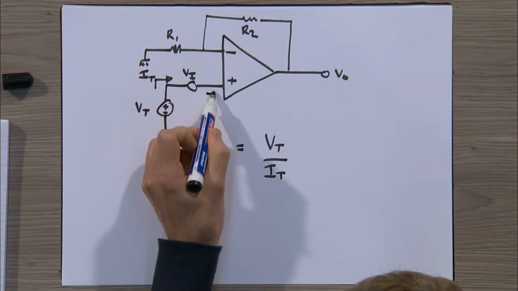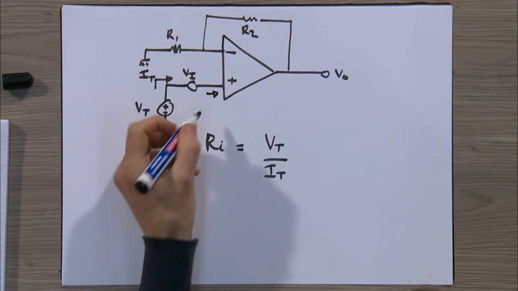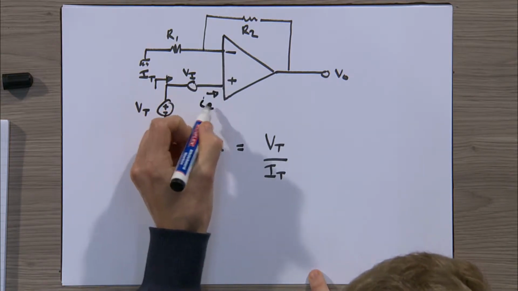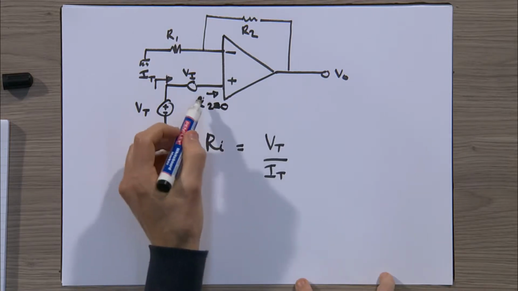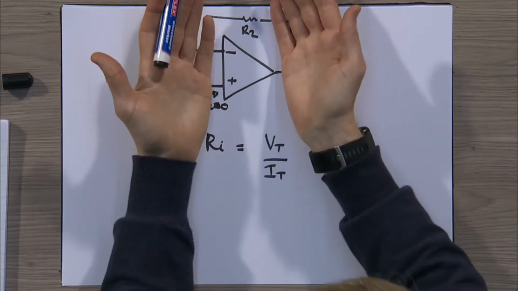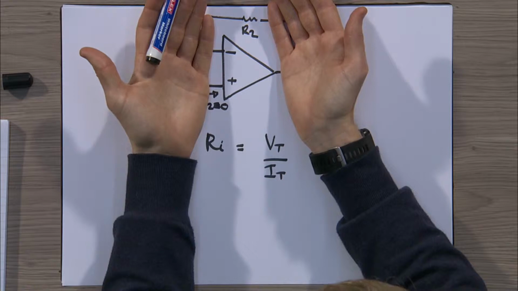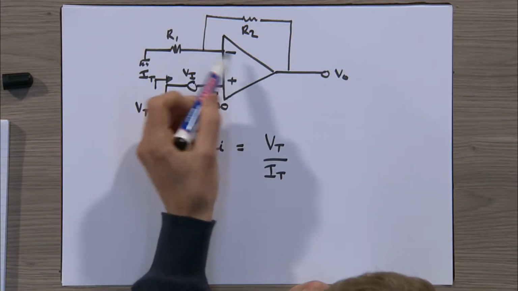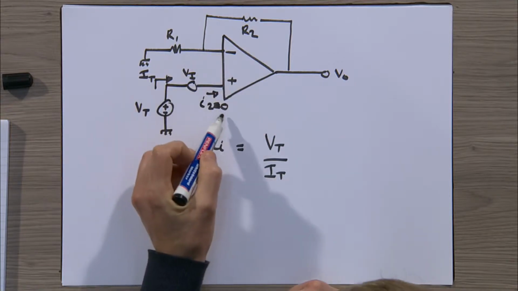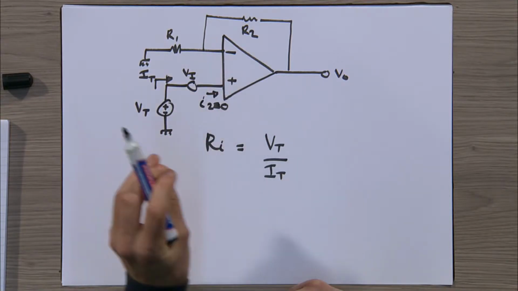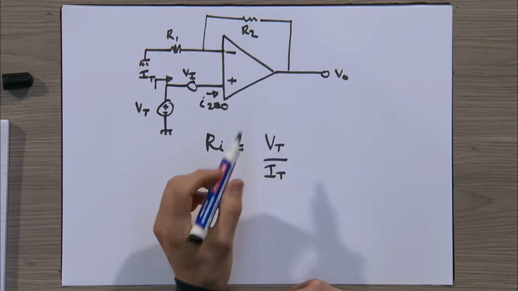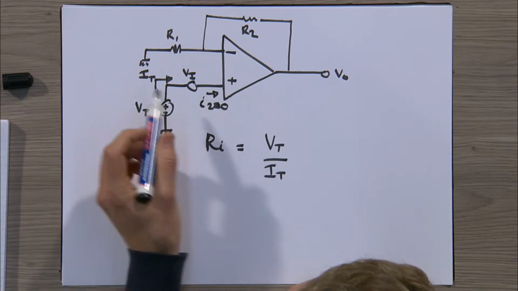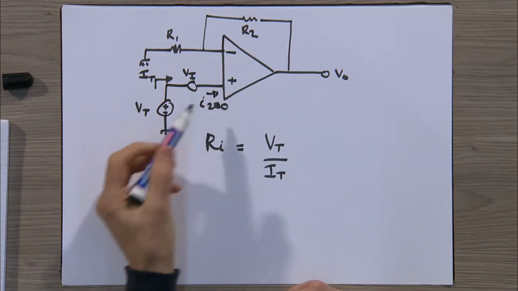So where can this test current go? The only place it can go is into that terminal. But what do we know about the terminals of the operational amplifier? That current I2 is always equal to 0, because if you just look at the operational amplifier on its own, it has a high input resistance. So that high input resistance of the operational amplifier causes no current to flow. We're interested in this whole configuration. What is its input resistance? In this case, we'll see that both of them are very high.